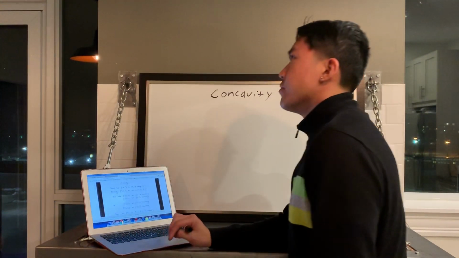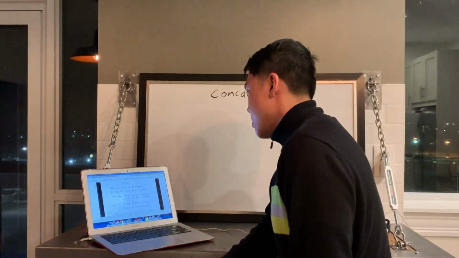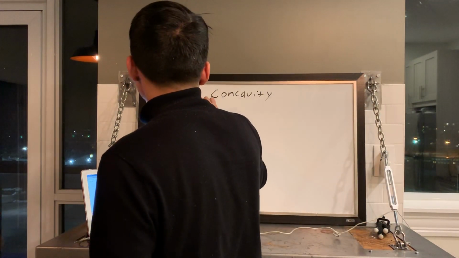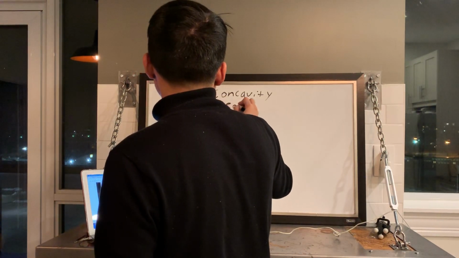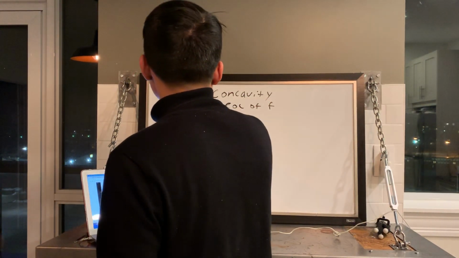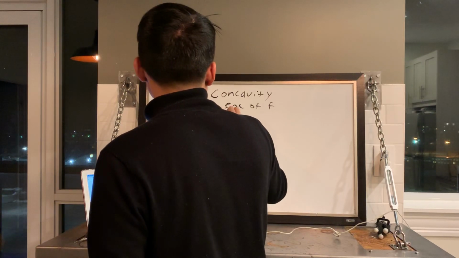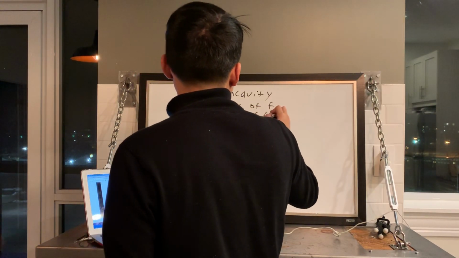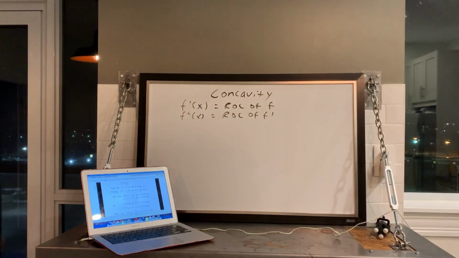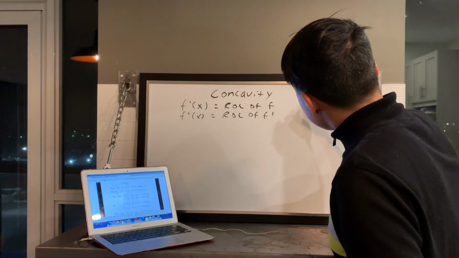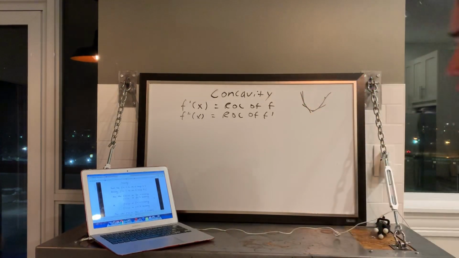So f prime is the rate of change of f. f double prime, the second derivative, is the rate of change of the first derivative. So if the first derivative is the slope, right? Just draw these like tangent lines. Then the second derivative tells what we call concavity. Okay?